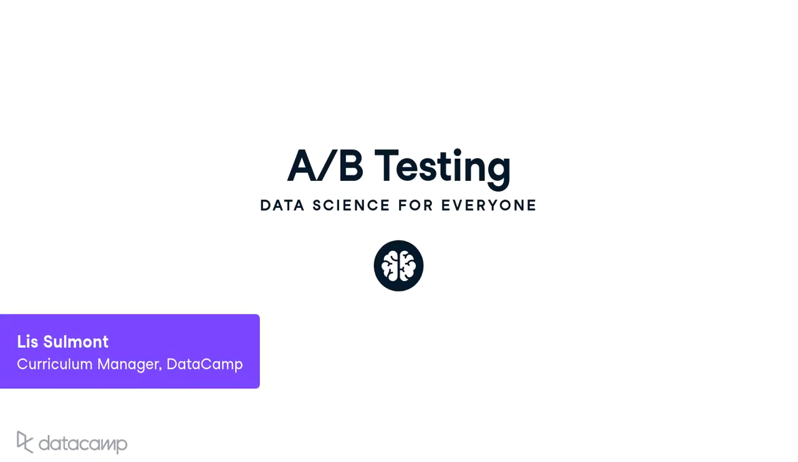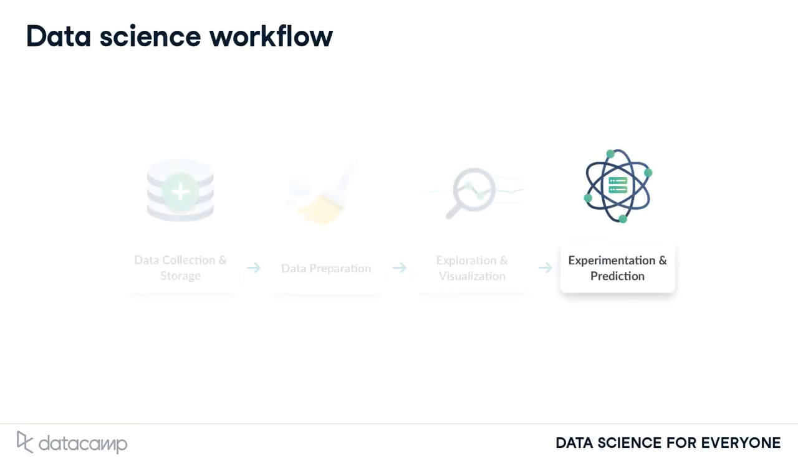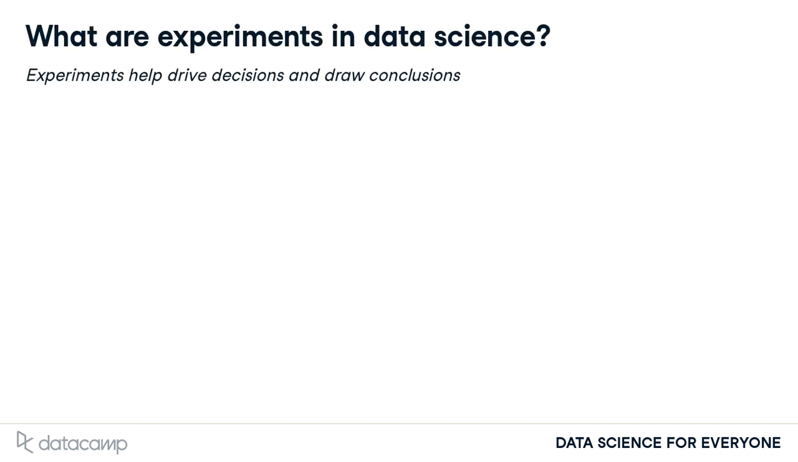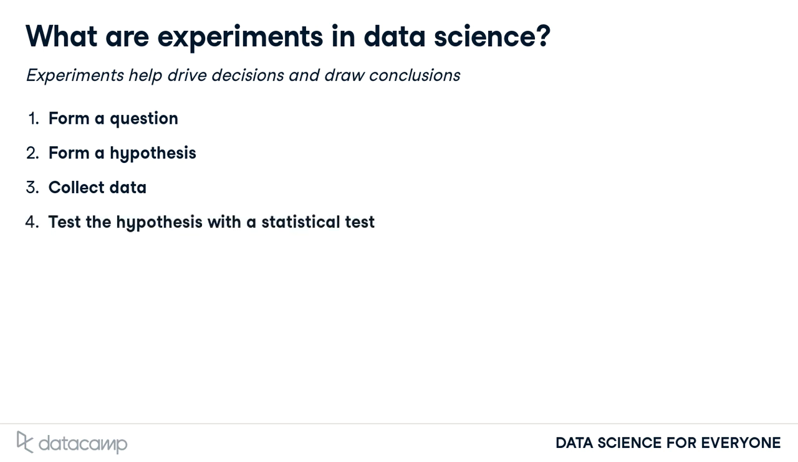Welcome back! This chapter covers the final stage, beginning with experiments. Experiments help drive decisions and draw conclusions. Generally, they begin with a question and a hypothesis, then data collection, followed by a statistical test and its interpretation.